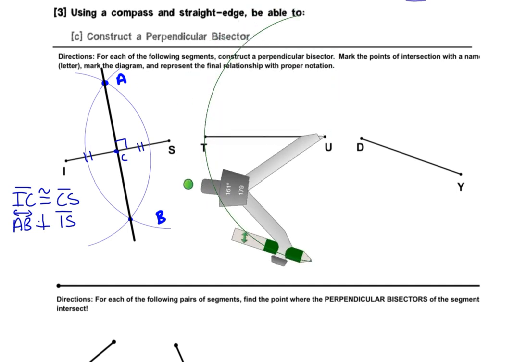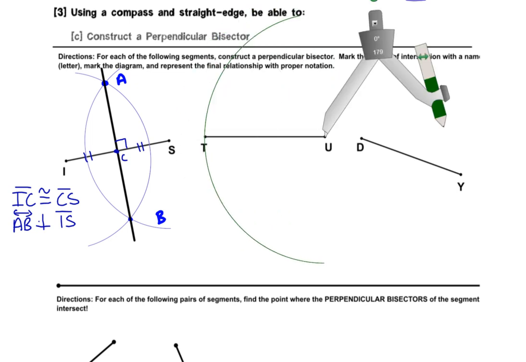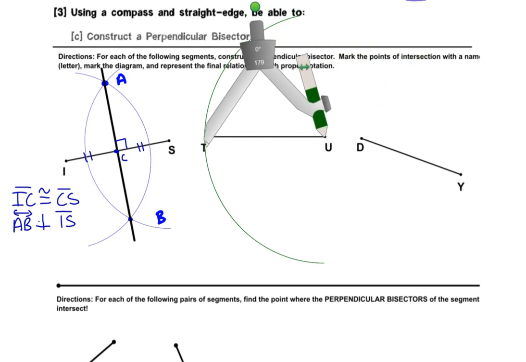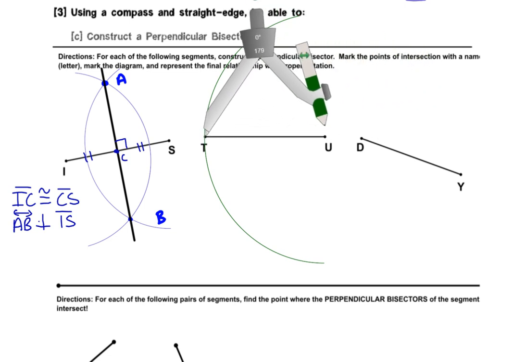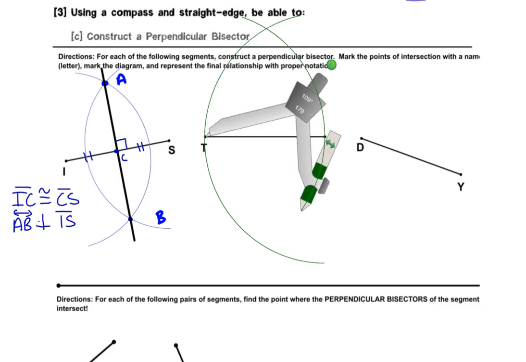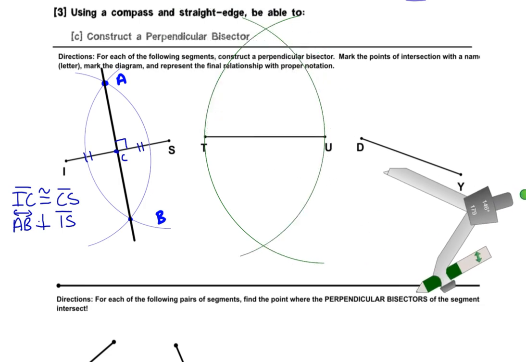And so I'll make a big arc here, and then from T, also make that arc. We're looking for intersection points, just like before. These are, of course, going to be farther out because we have a bigger radius. Okay, let's mark some points up.